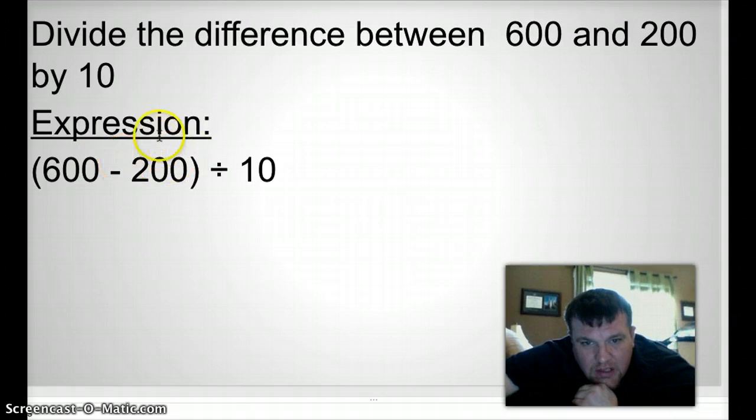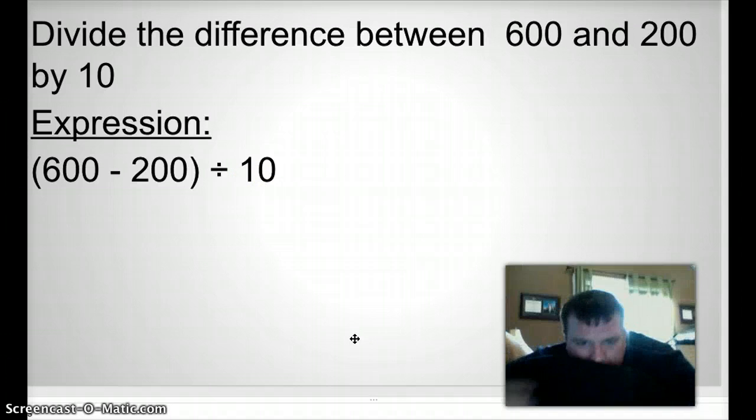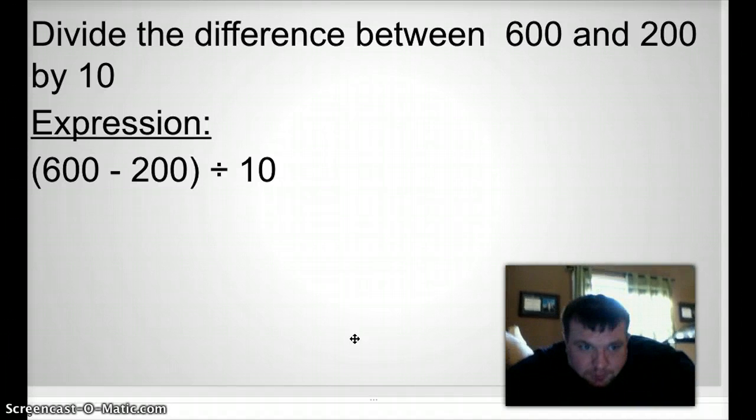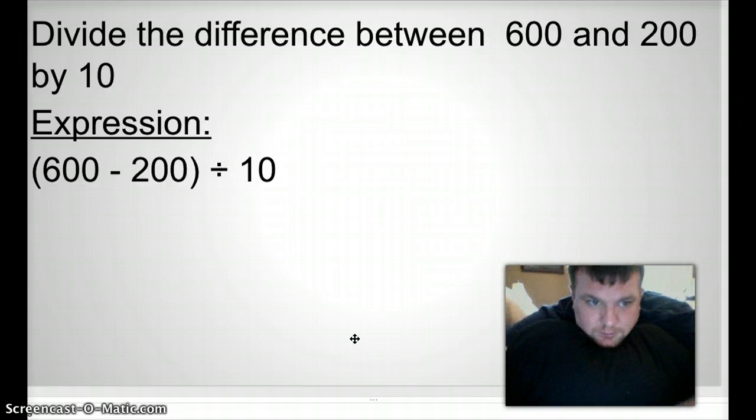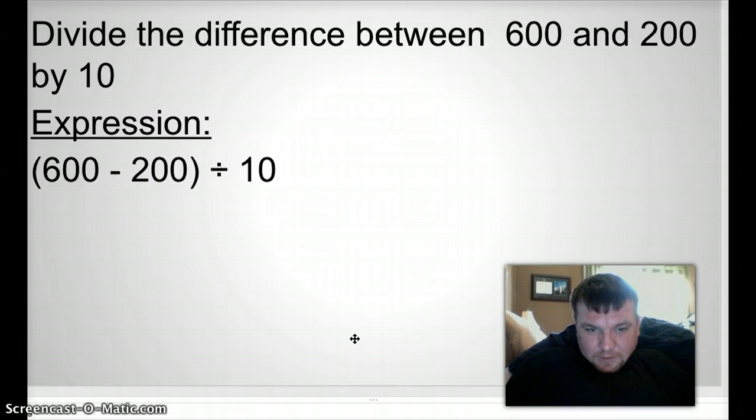This is the expression. The difference between 600 and 200 is written as 600 minus 200 with parentheses because I want to do that first, and then I'm going to divide that all by 10. I want you to try to evaluate that, meaning find the value.